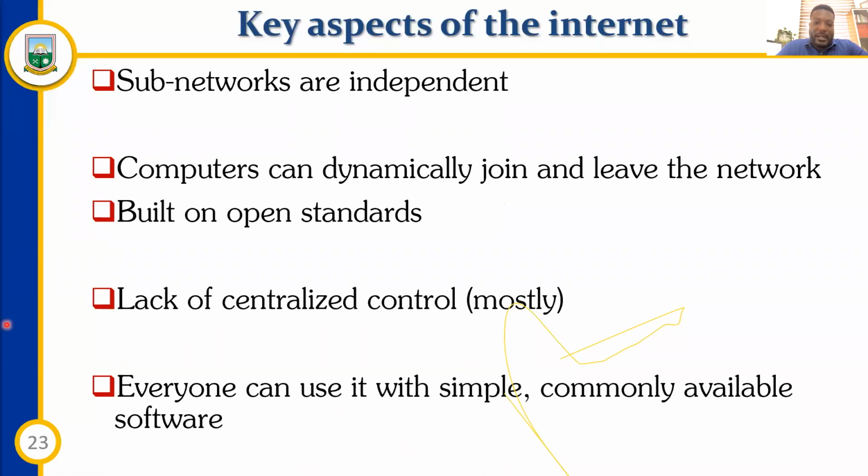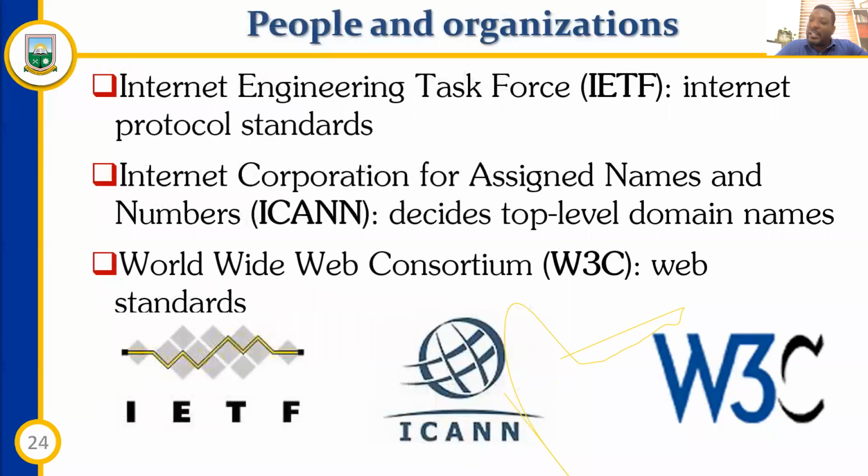All right, so again, on the people and organizations, there are some key individuals or bodies that, when we talk of the internet, you should never forget about. These are the three main ones you should always have in mind. The IETF, which is the Internet Engineering Task Force. We have ICANN, which some of you might have heard of, the Internet Corporation for Assigned Names and Numbers. We have the World Wide Web Consortium, W3C.